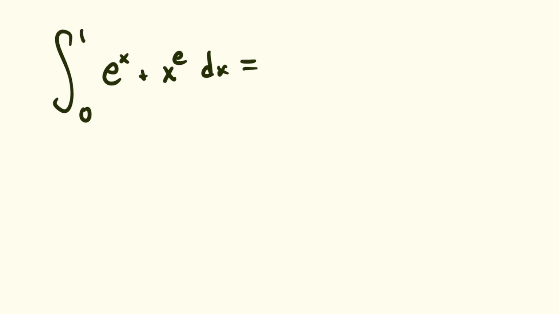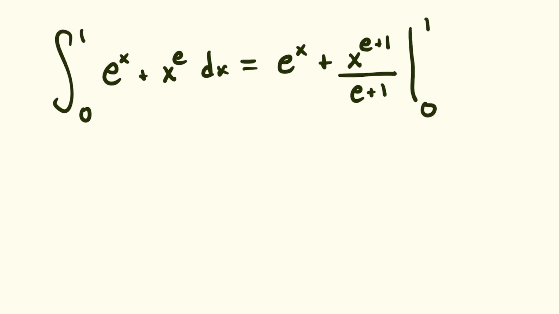The antiderivative of e to the x is simply e to the x. The antiderivative of x to the e, we are going to, in this case, think of this as the opposite of the power rule in derivatives. We're going to add 1 to our power, and we're going to divide out by our new power, just like we would if e was x squared instead or x cubed. And we are evaluating from 0 to 1.